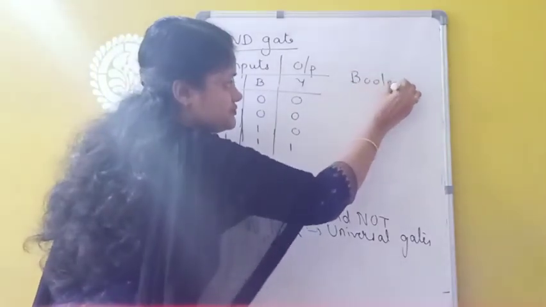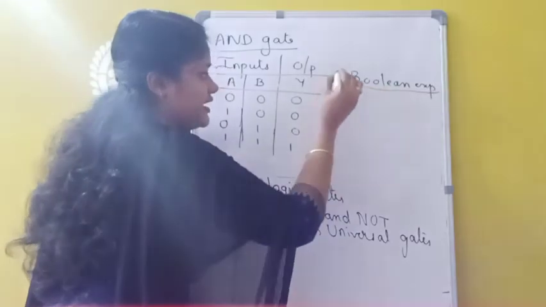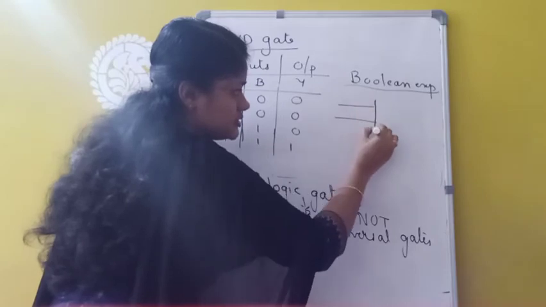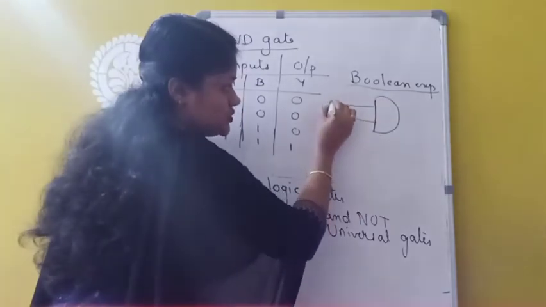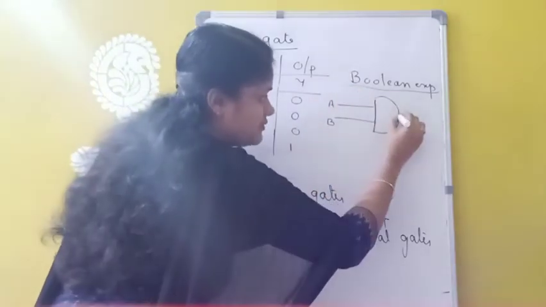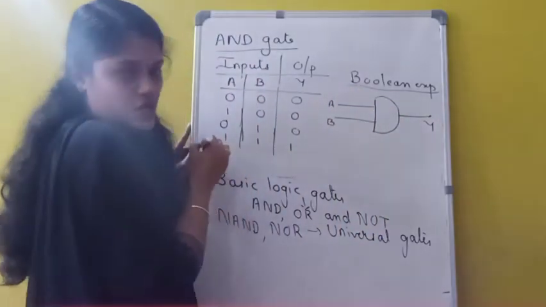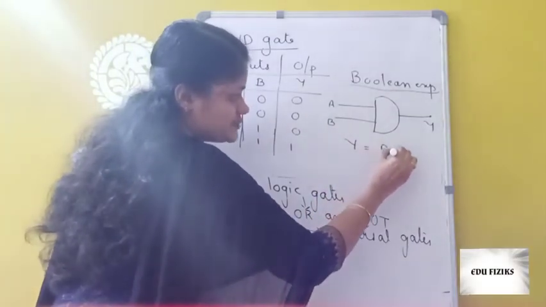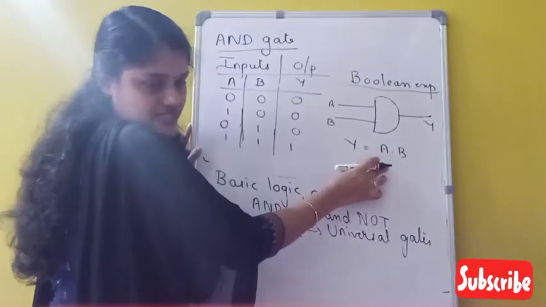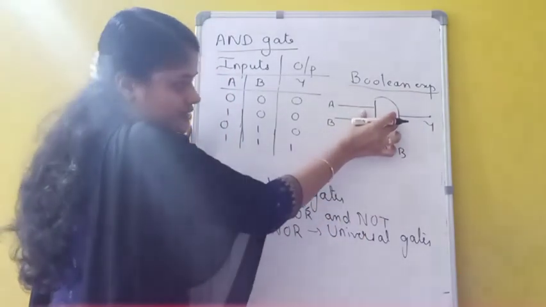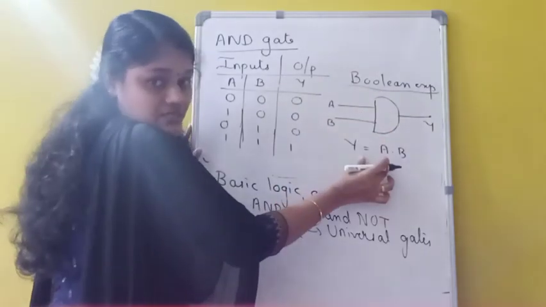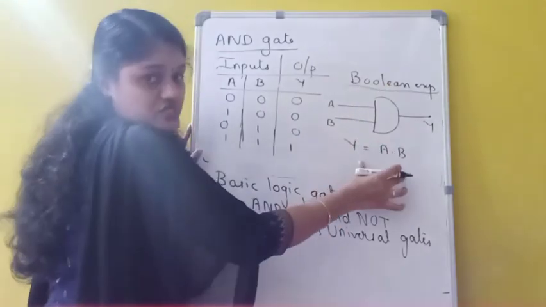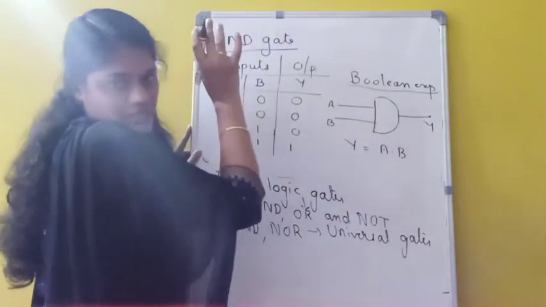Now I am writing the Boolean expression for the AND gate. This is the AND gate representation. A and B are the two inputs, and we have the output Y. The Boolean expression can be written as A dot B. This is the symbol for the AND gate, and Y equals A dot B is the Boolean expression for the AND gate.